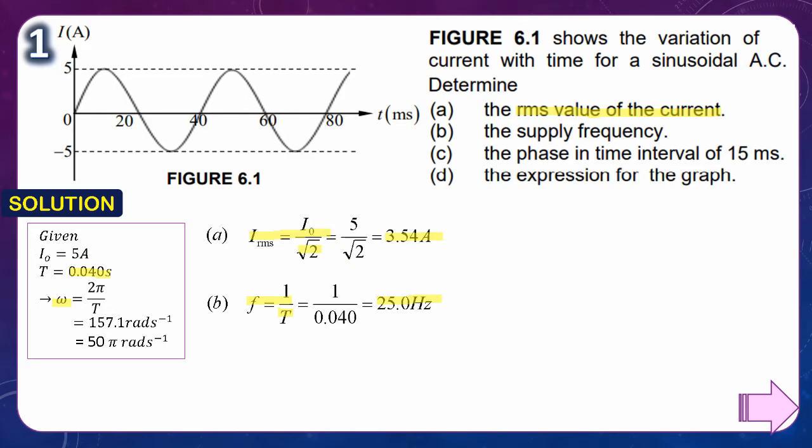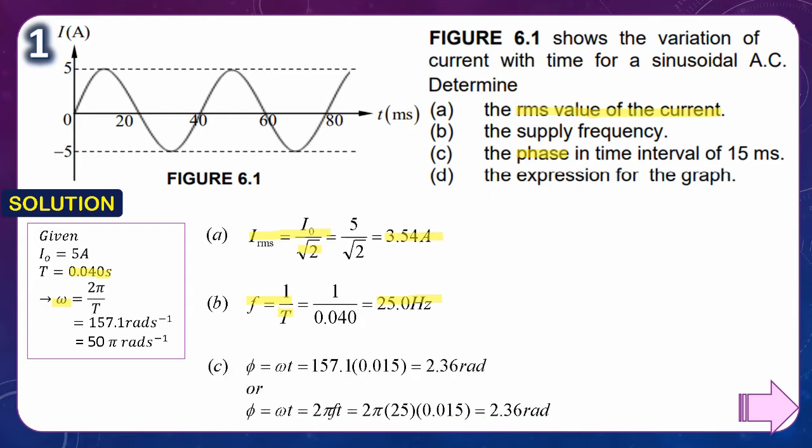For question number 1c, for the phase in the time interval of 15 millisecond, the equation for phase is omega t. So just substitute the value for omega and the t as given, which is 15 millisecond. When you calculate, you will get the phase, which is equal to 2.36 radian.